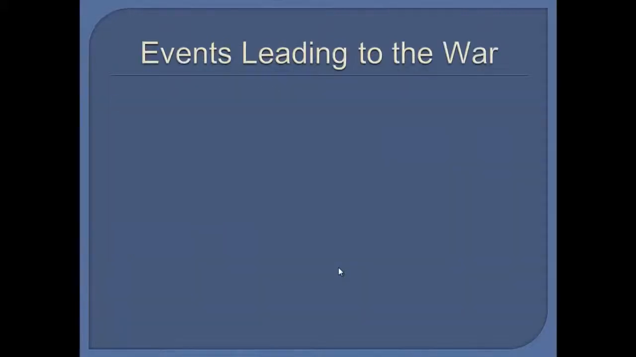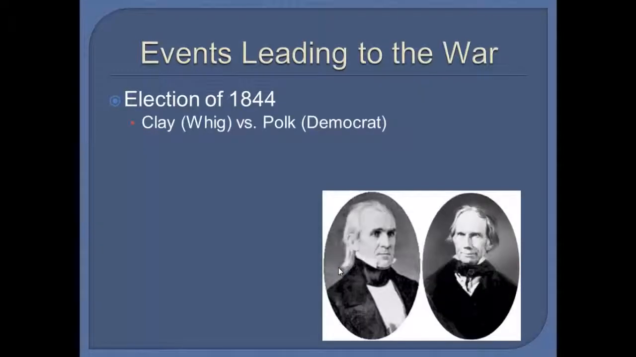And okay, some events that are leading up to the Mexican American War. We're going to start with the election of 1844. One of my favorite presidential elections. We have Henry Clay over here, the Whig candidate. This is the third time he runs for the president and loses all three of them, very sadly. And he's going up against a dark horse candidate, or a candidate that nobody really saw coming, and that was James K. Polk, who was a Democrat.